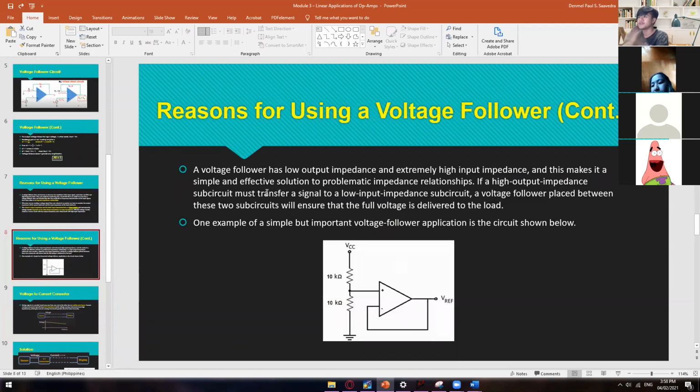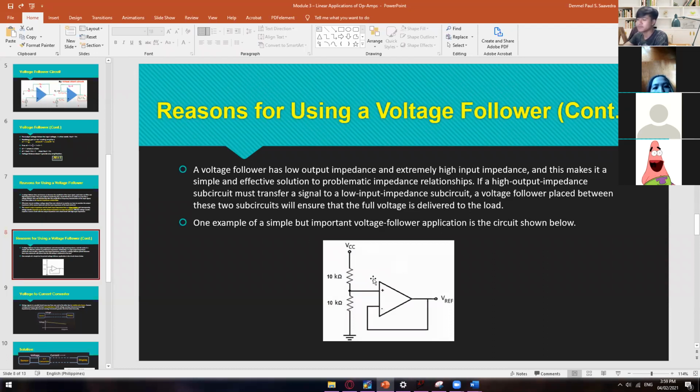So here are the other reasons for the use of a voltage divider. A voltage follower has low output impedance and extremely high input impedance. And this makes it a simple and effective solution to problematic impedance relationships. So if a high output impedance subcircuit must transfer a signal to a low impedance subcircuit, a voltage follower placed between these two subcircuits will ensure that the full voltage is delivered to the load.